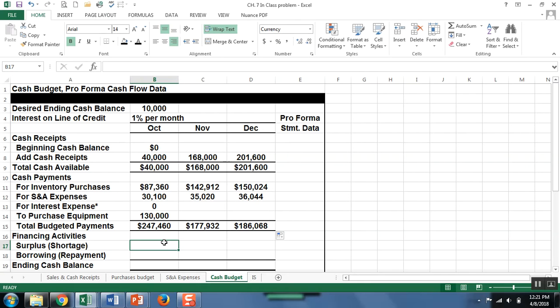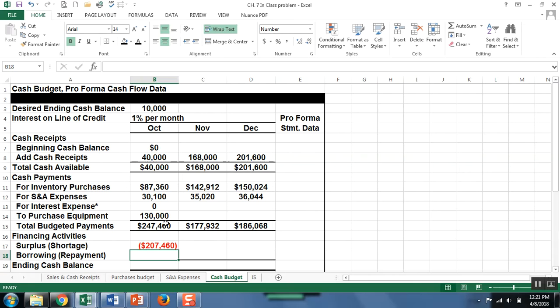So now we have to calculate whether or not we have a surplus or a shortage. You'll remember that we want to have $10,000 on hand. So to calculate our surplus or shortage, we're going to take our cash available minus our payments. And unfortunately, we have a shortage of $207,460. So that means that we're going to have to borrow some money.